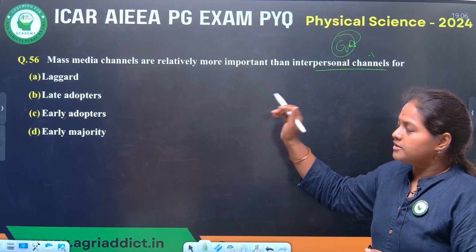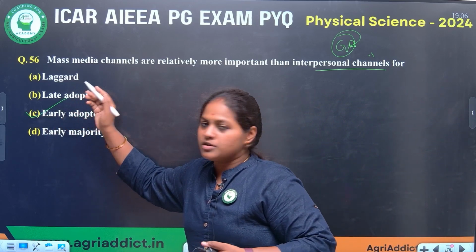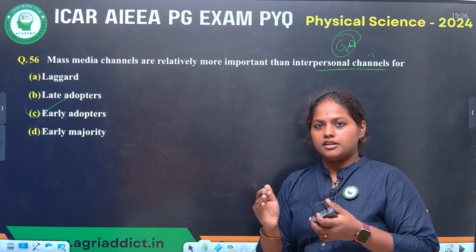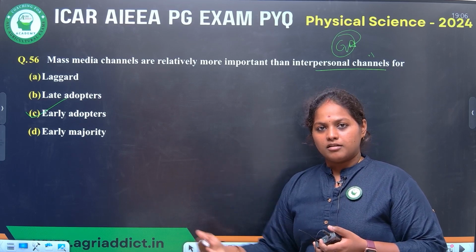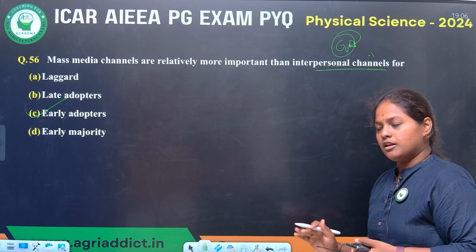Mass media channels are more important for early adopters, because innovators will adopt anyway if they think it is beneficial. But early adopters are the ones who need mass media communication or telecast to get adopted to the particular method.